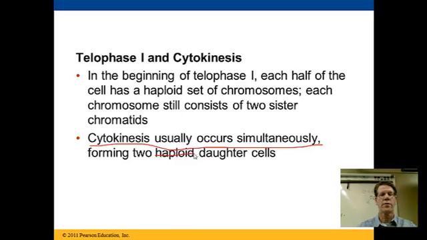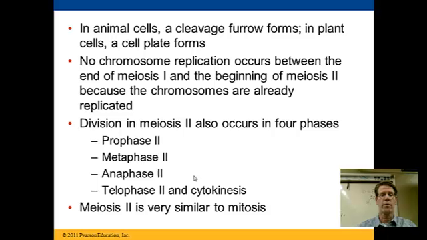We have 2 diploid daughter cells at this point. That's not accurate. We are not haploid yet. We are still diploid because of the fact that we have 2 sets of chromosomes in each cell, one from the father, one from the mother.